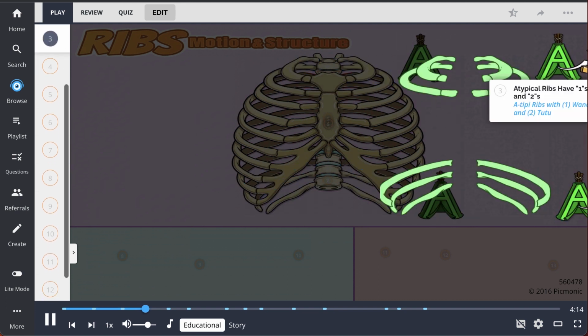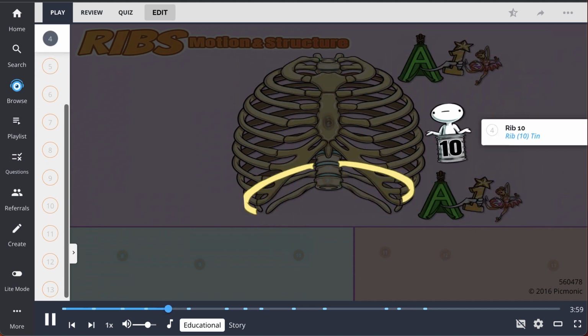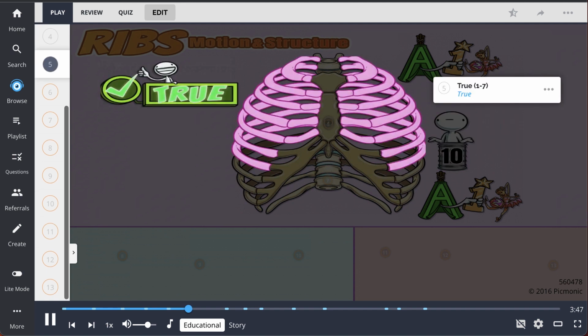A good trick to remember which ribs are atypical is to know that any rib with the numbers 1 or 2 is atypical. This is shown by the ATP ribs holding one wand and a 2 tutu. Rib 10 is represented by the man in the tin cup. Remember that rib 10 articulates only with the T10 vertebrae, so there is disagreement as to whether it is typical or atypical. The second way to classify the ribs is based on their attachments.